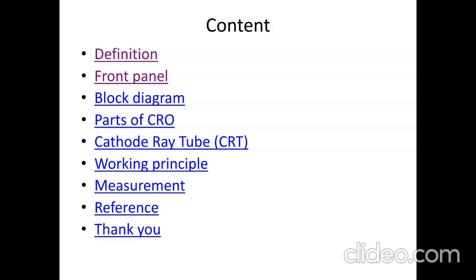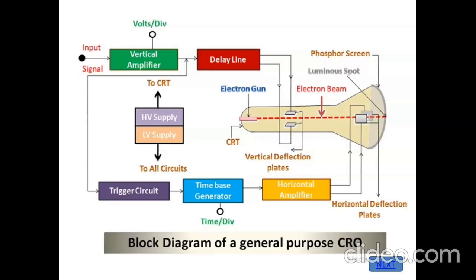Next is your block diagram. This is going to be the block diagram of your CRO, means cathode ray oscilloscope. This is very, very important. If you're going to see, first one is your vertical amplifier. Delay line is there. Then your power supply, trigger circuit, time-based generator, horizontal amplifier, and your electron CRT. The whole electron beam, where the electron gun, electron beam, the phosphorus screen is there, that is known as your CRT.